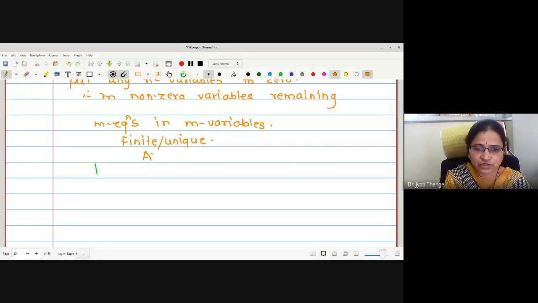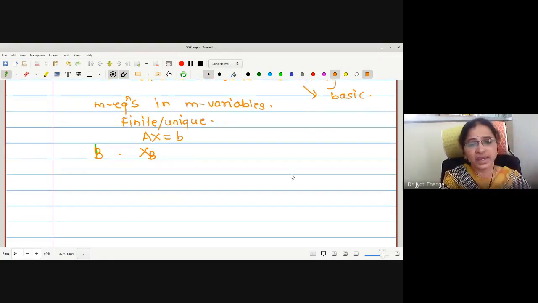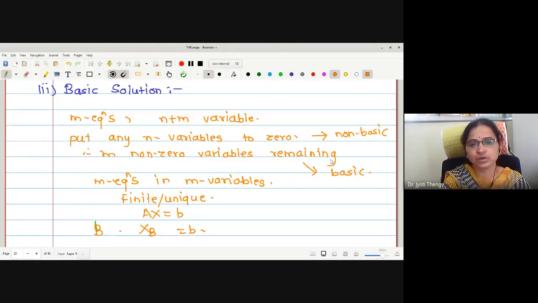Actually, the original equation is Ax equal to b. Now, what is the order of the submatrix B we were selecting? The basic variables I will call them, because the n variables we are keeping 0 are called non-basic variables, and whichever m are non-zero are called basic variables. Therefore, among x we were selecting xB, and this is again equal to b.